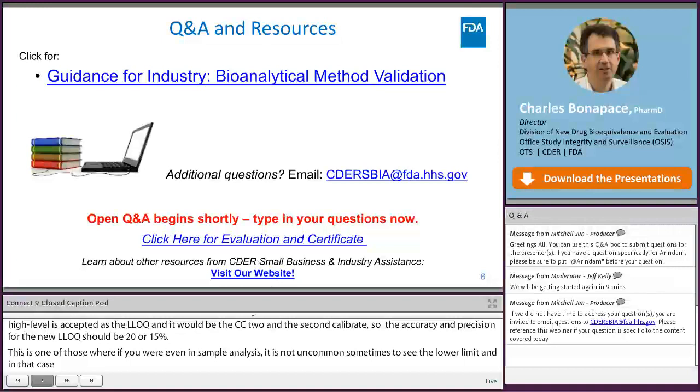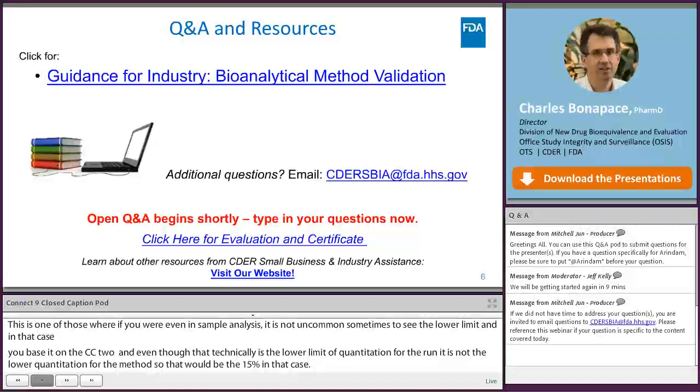And this is similar to another question that says, what about the loss of both the lower limit of quantitation and the upper limit of quantitation standards? Can you adjust the range for that single batch, or does the batch fail outright?